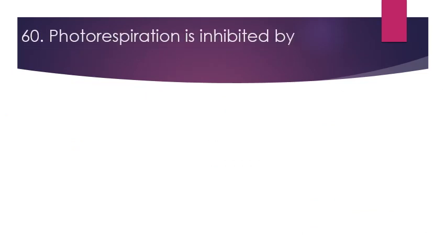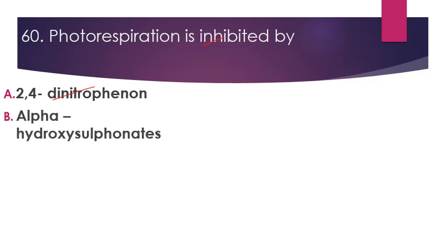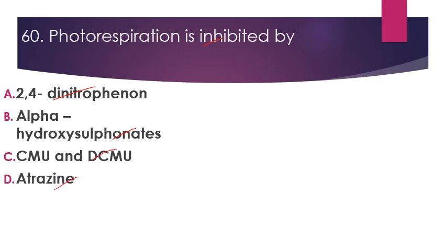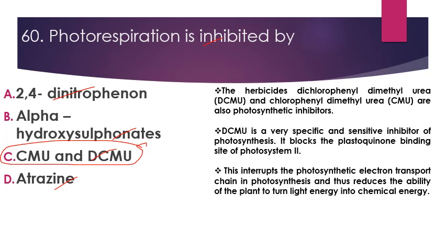Next question is: photorespiration is inhibited by. Our options are 2,4-dinitrophenol, alpha hydroxysulfonates, CMU or DCMU, and atrazine. So photosynthesis is inhibited by this one, I'm not sure about photorespiration. So CMU and DCMU are most probably the answer to this question. The herbicides dichlorophenyl dimethylurea, that is DCMU, and chlorophenyl dimethylurea, that is CMU, are photosynthetic inhibitors. DCMU is a very specific and sensitive inhibitor of photosynthesis. It blocks the plastoquinone binding site of photosystem 2 and interferes with the activity of photosystem 2.